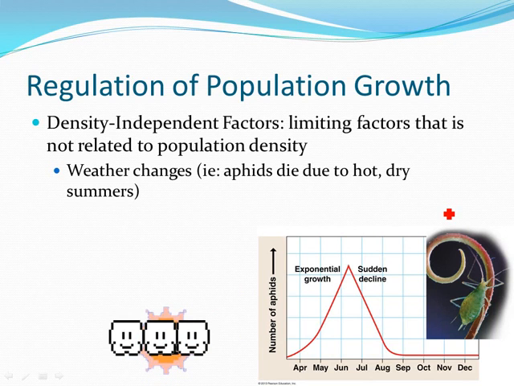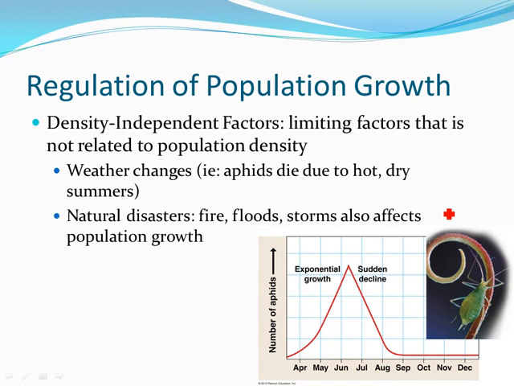And so you have an increase in aphid numbers, an exponential type of growth, as you can see here. But notice how during the month of June, it gets really hot and very dry, causing a lot of these aphids to suddenly die off. And that's what causes this crash in their population. So that's one thing, weather changes.